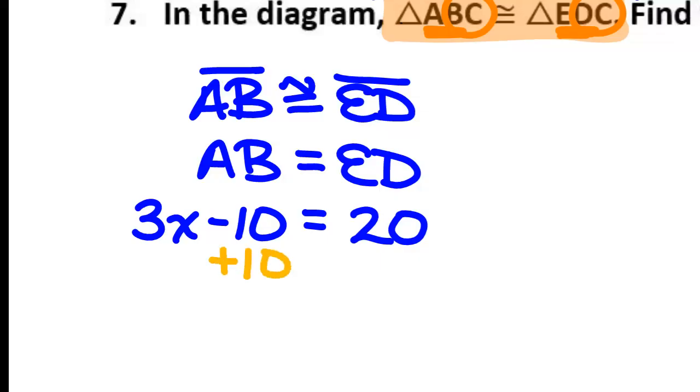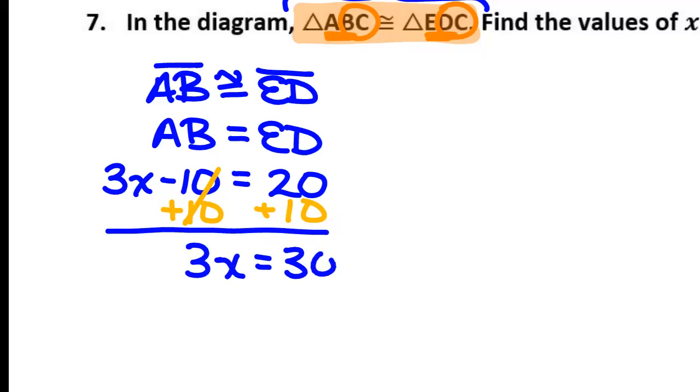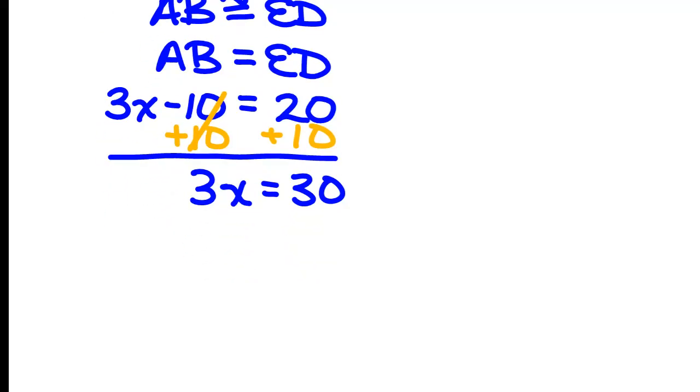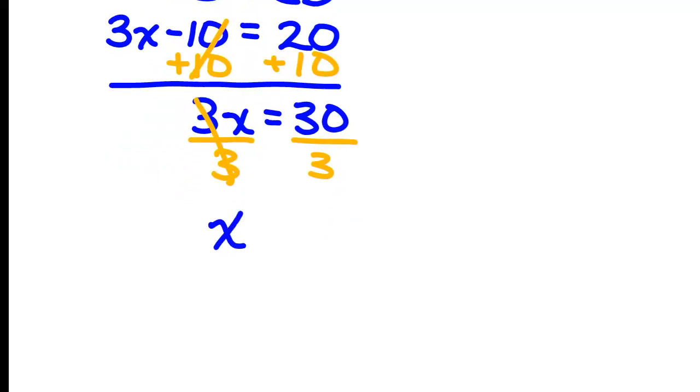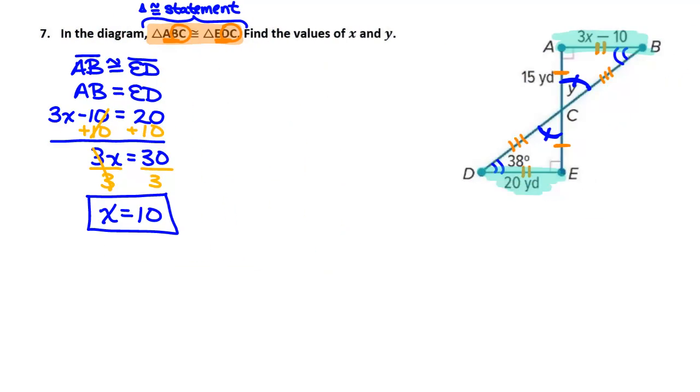Then we're going to solve this for x by first adding 10 to both sides. So I get 3x equals 30. And then I divide both sides by 3. And that means x is how big? x is 10. All right, we found x. We still need to find y.